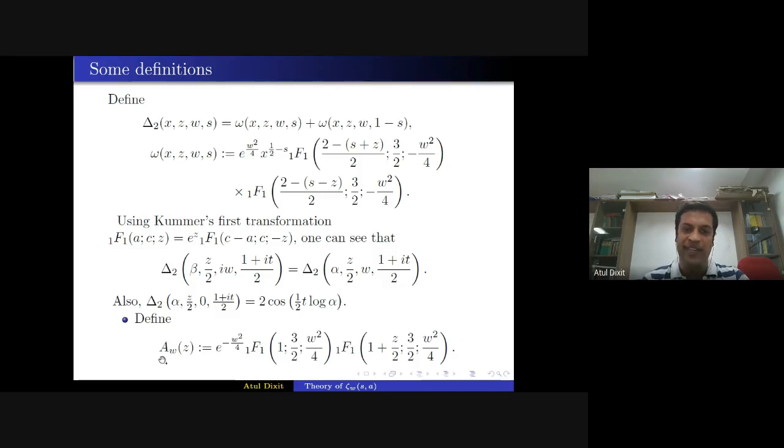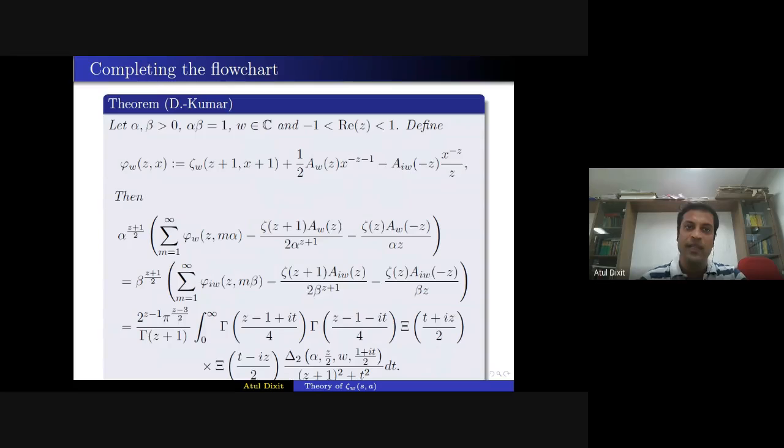Let me define this A sub W of Z to be essentially this product of 1F1s. This can also be written in terms of error functions, which I'll probably do later. Okay, so here is the main result. Here is the generalized modular relation with theta structure on it.